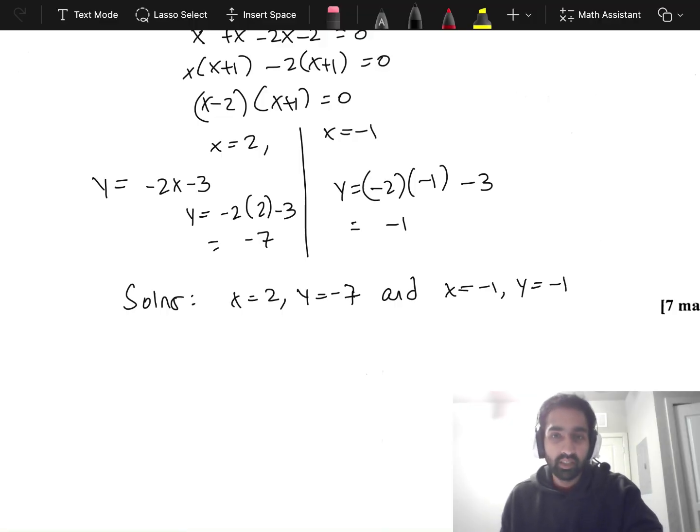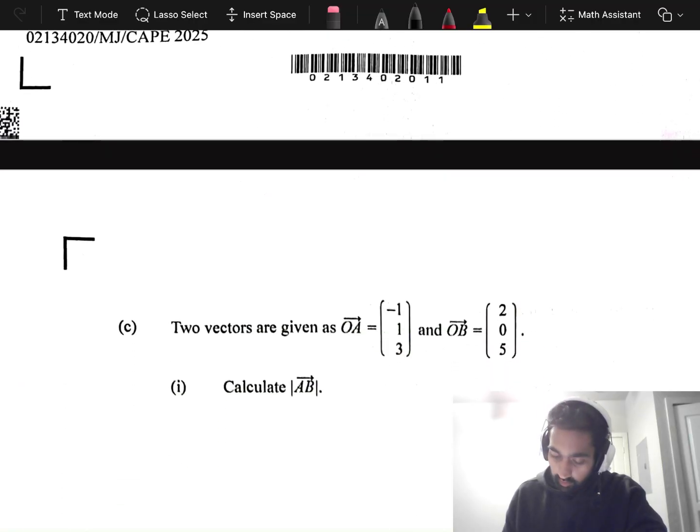That's how you solve the simultaneous equations. Again, one thing that helps with simultaneous equations is, if you have a line, you could try elimination using that line to eliminate things. Okay, perfect.